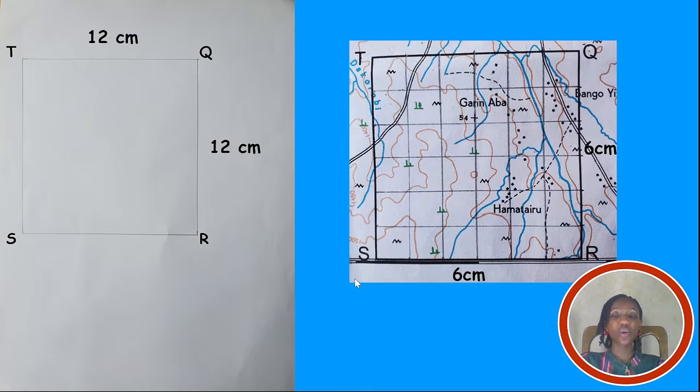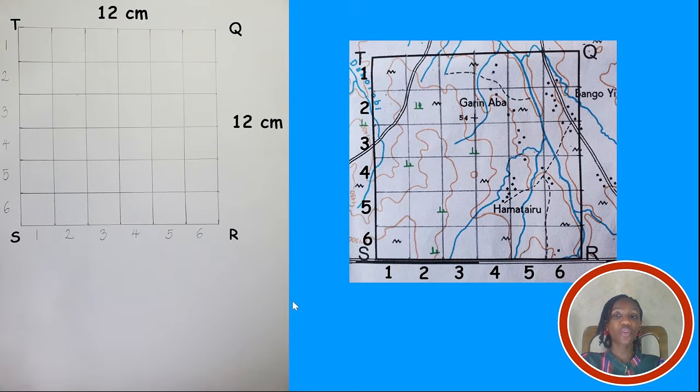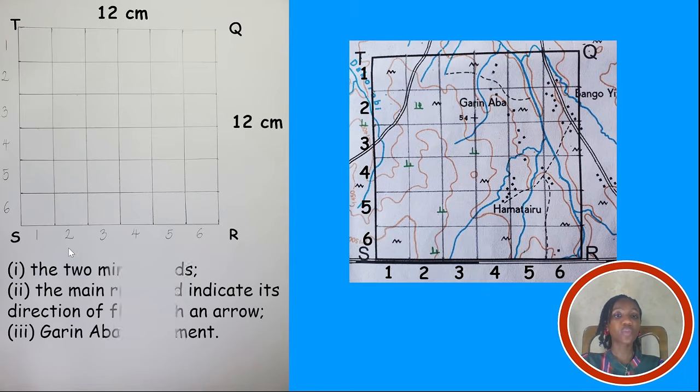So now as you can see on the original map, I divided the area into a grid of 6 rows and 6 columns, with each box measuring 1 centimeter by 1 centimeter. That means that our new map is going to have the same number of boxes, but the sizes will obviously be different. So now the grid of our new map also has 6 rows and 6 columns, with each box measuring 2 centimeters by 2 centimeters. So now we can insert the features: the minor roads, the main river, and the Garin Abba settlements.